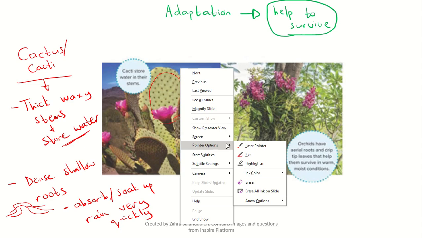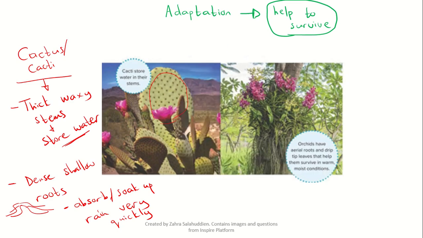Okay, the second plant is the orchid. So I'm just going to change the color of my pen. Now let's talk about this orchid. An orchid is a plant that grows in a very warm and wet place. So it has a lot of water. So this one doesn't want to keep water inside of it. If you look at it, you can see that its roots, these are roots, are in the tree. So we call them aerial roots because they are growing above the ground. These aerial roots help to hold the plant onto the tree.